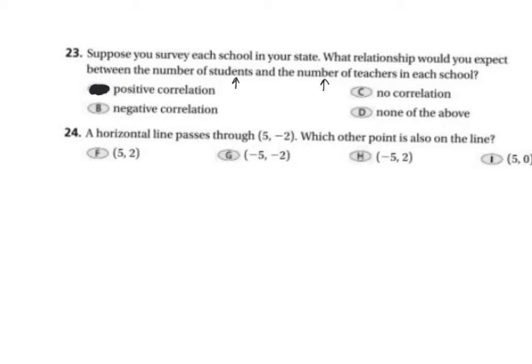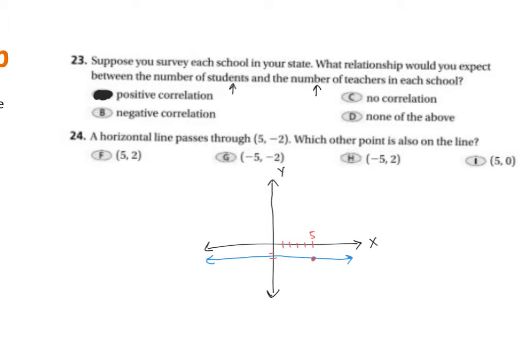For 24, guys, the easiest way to do this is to just graph it. Here's x, here's y. 5, negative 2 is going to lie 1, 2, 3, 4, 5, down 2, right here. And it says a horizontal line, so let's draw a horizontal line through that point. Of those 4 answer choices, which is the only other one that's going to lie on that line?